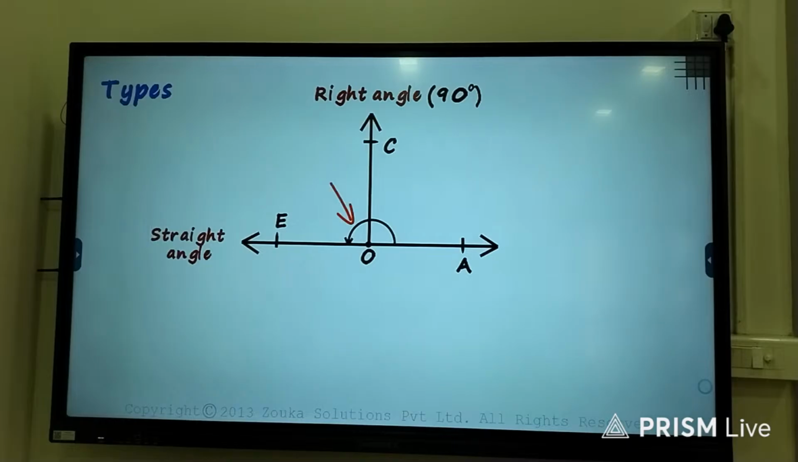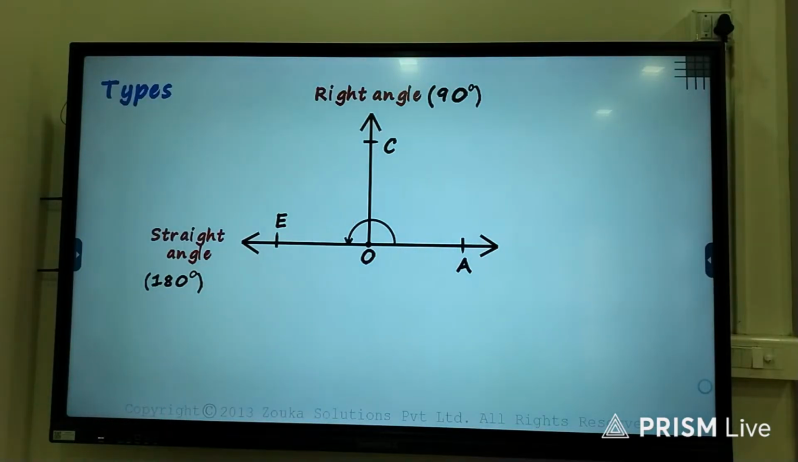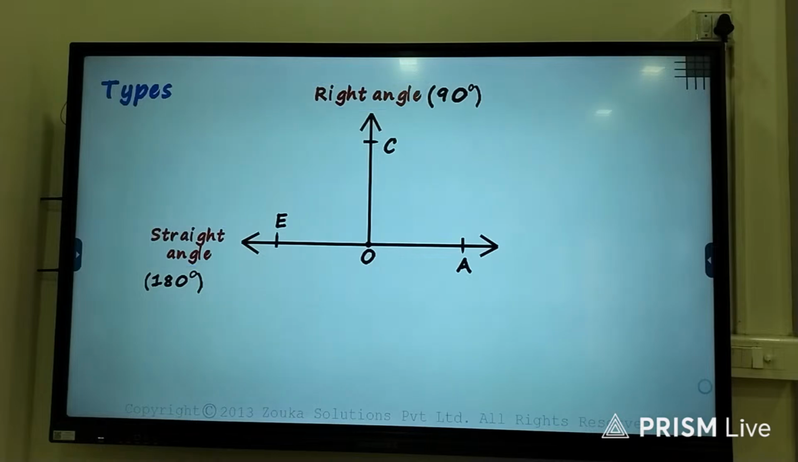And this straight angle covers half the complete rotation, which is 180 degrees. So remember, 1/4 of the complete rotation is a right angle, and half the complete rotation is called a straight angle, which is actually a straight line. These two were the special angles, and if you look at the figure closely, these two angles divide the plane into three regions. Let me color them for you.